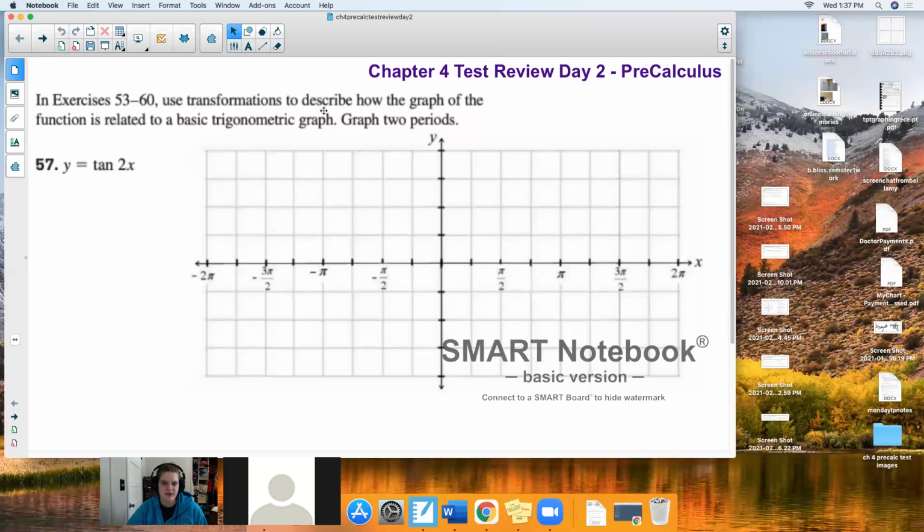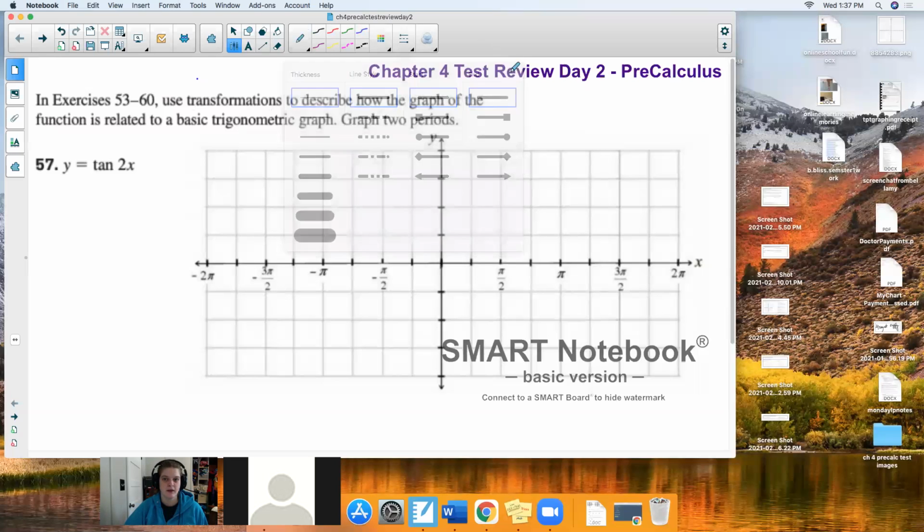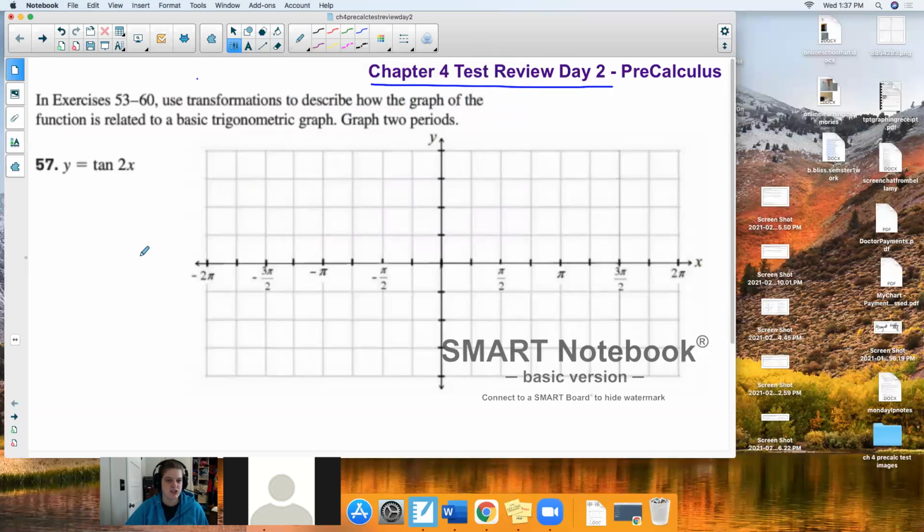So we're going to use transformations to describe how the graph of the function is related to a basic trig graph and graph 2 periods of it, if they fit on my piece of graph paper. Okay. So chapter 4, test review day 2.